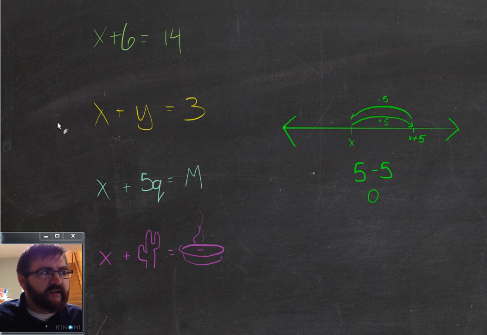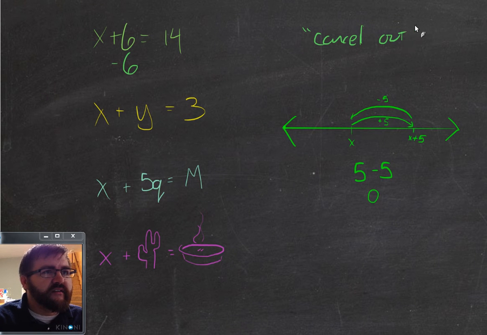Okay. It's really important to understand the why of what we do, why we do the things we do. So why I subtract 6 here is not because 6 and 6 cancel, or 6 and negative 6 cancel. I absolutely hate this phrase. Because it means so many different things. It's just very not specific. It can be very confusing.